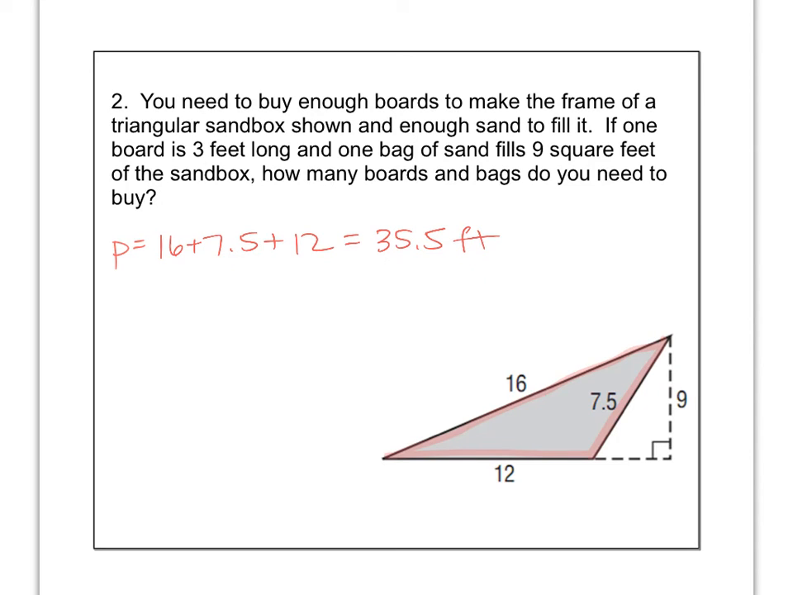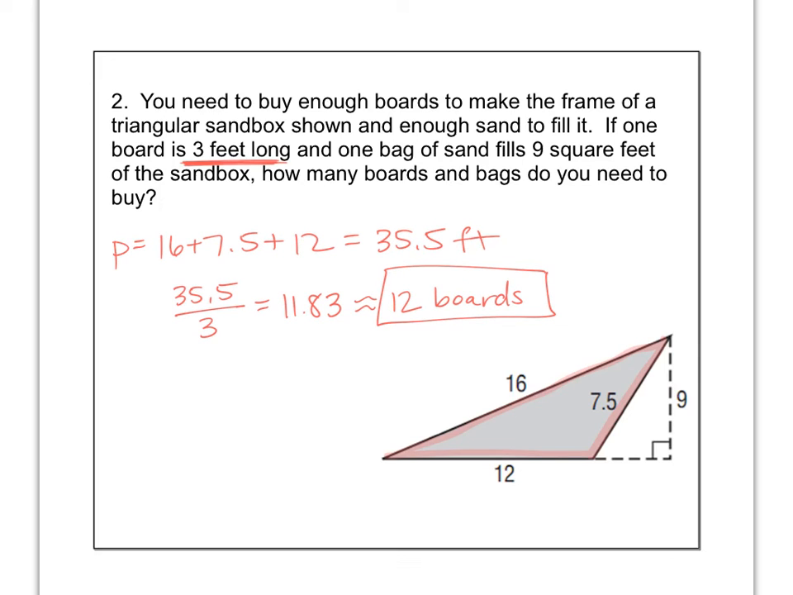Now the question says, how many boards do you need for that? Well, each board is 3 feet long. So you're going to have to take that perimeter and do something to it. 35.5 divided by 3. Because each board is 3 feet long, you get approximately 11.83. Can you go to Menards and say, hey, I need 11.83 boards? Probably not. So what you're going to have to do is buy 12 boards, and then you're going to have to cut off one of your boards.